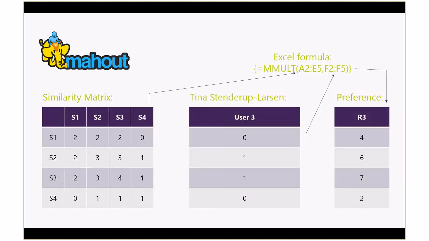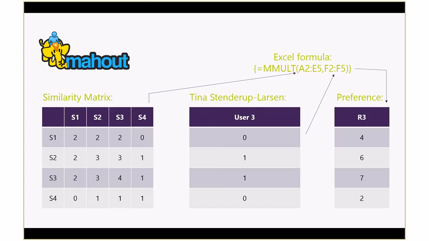In order to generate the recommendations, you would then take your similarity matrix and the individual user vector. The user vector is a vector where for each song in your catalog, you have either a 0 if the user has not listened to the song, or a 1 if the user has listened to it. In the case of Tina, our marketing manager in my department, she's not listened to song 1 and she's not listened to song 4, but she has listened to song 2 and 3. So if we were to generate a vector of recommendations for her, we would take the similarity matrix and multiply that with her user vector.